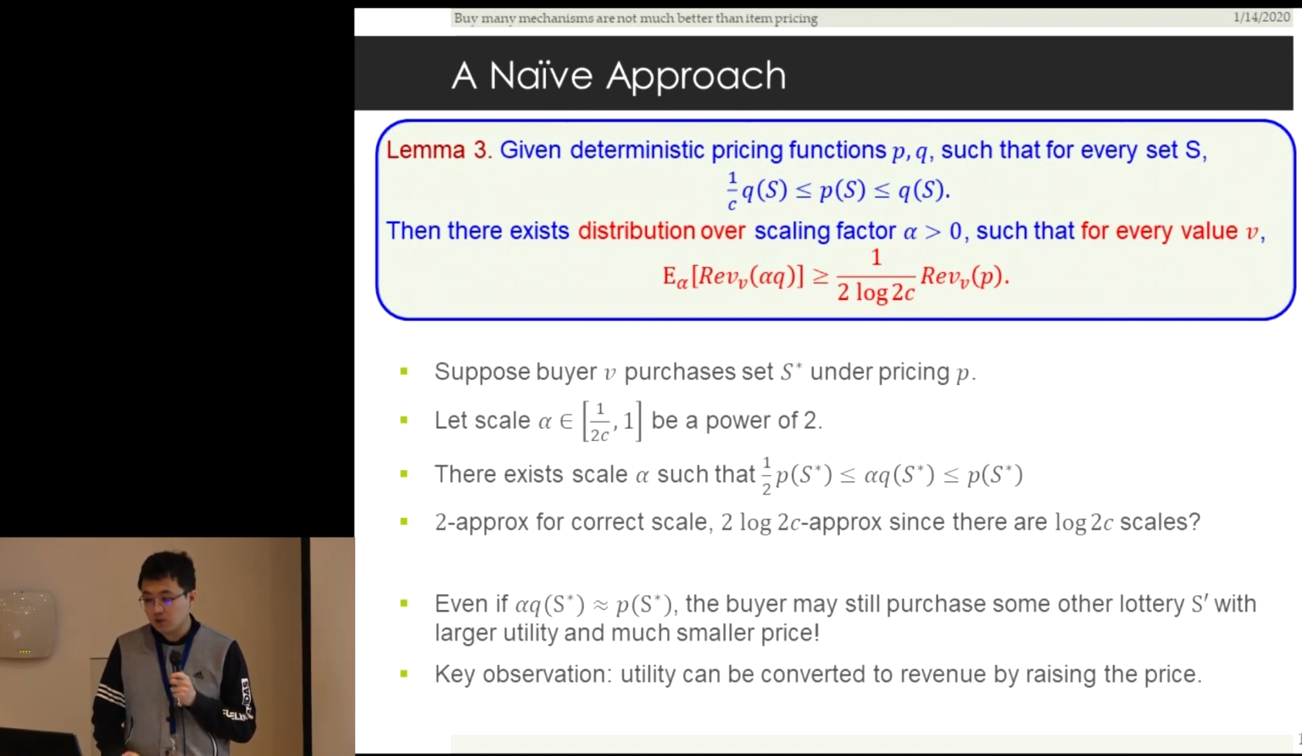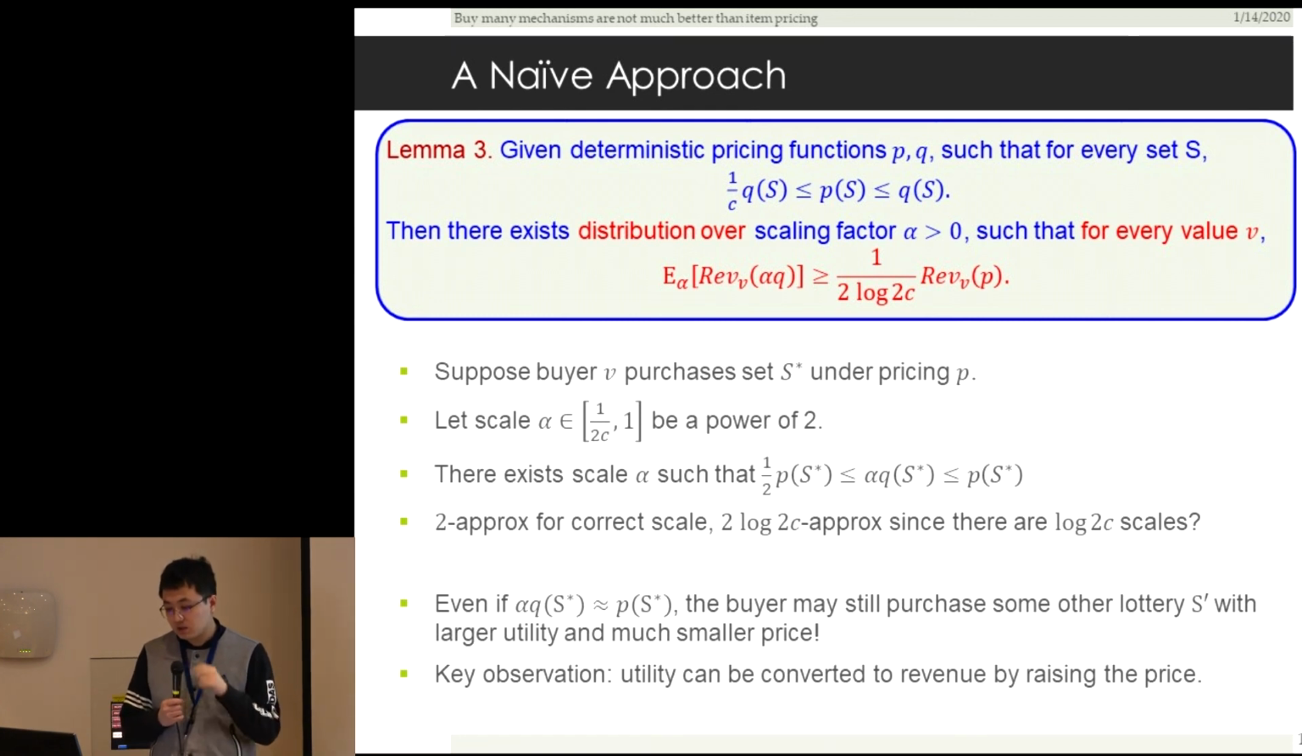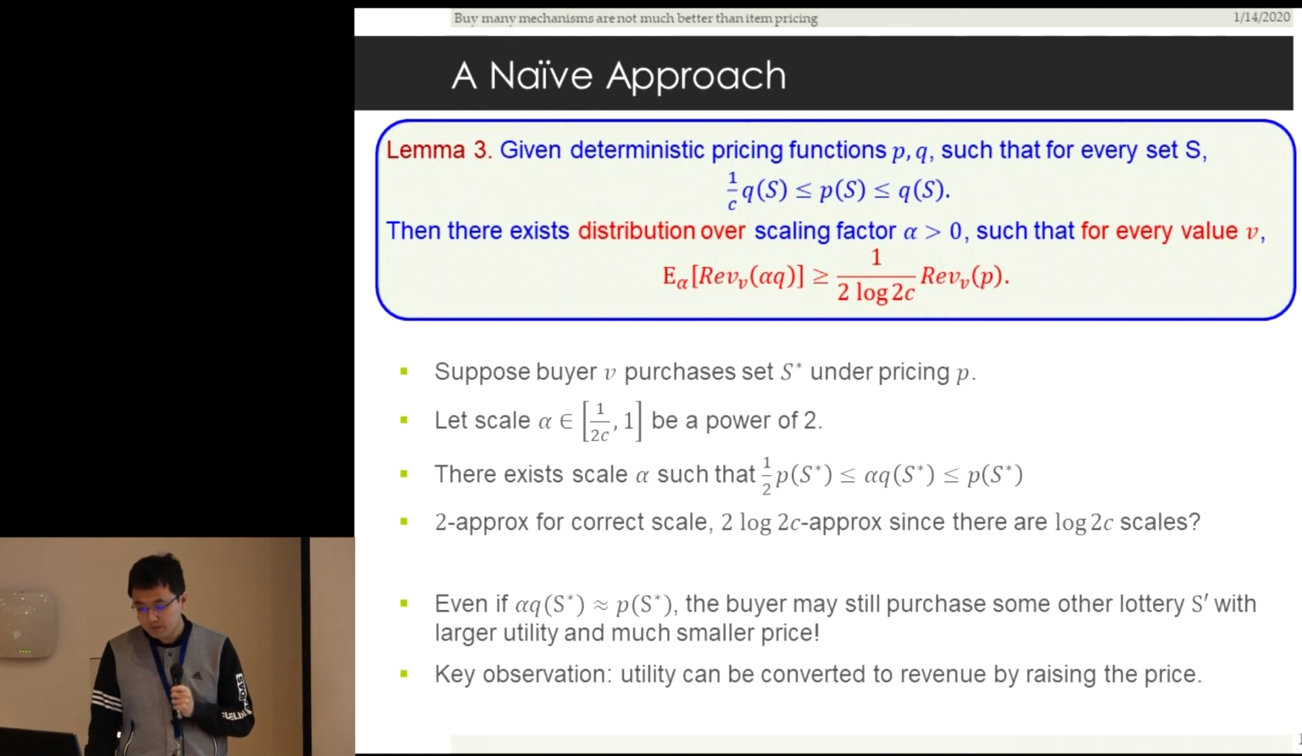But this ignores the incentive, and the problem is that even if we correctly guess the scale, the buyer may still want to purchase some other lottery with larger utility and much smaller price. So how do we solve this problem? Intuitively, we observe that the utility can be converted to revenue if the price increases. So what do we mean?